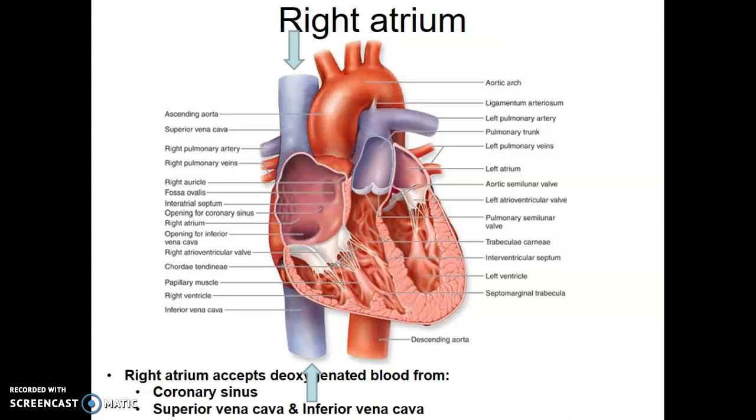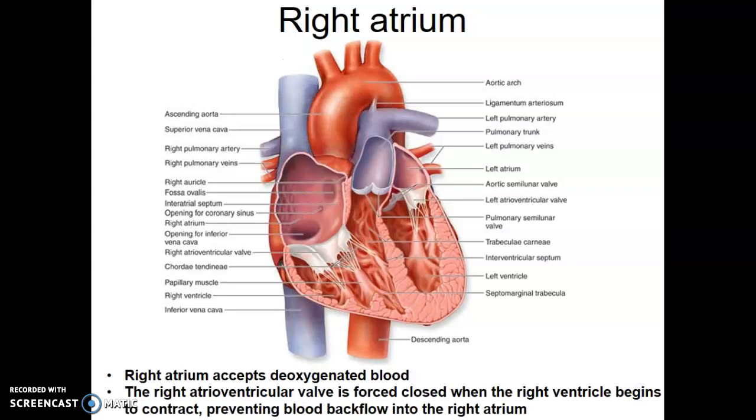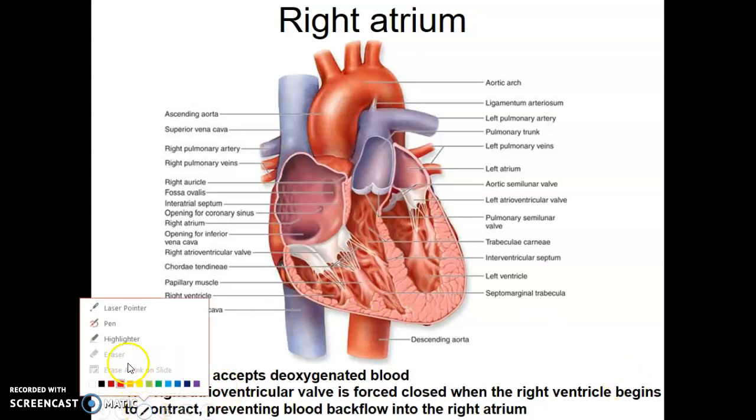All right, here we go. Superior vena cava, inferior vena cava, coronary sinus. Oh, that's much better. So the right atrium accepts deoxygenated blood, as we said. The right atrioventricular valve, and let's get our pointer right here.